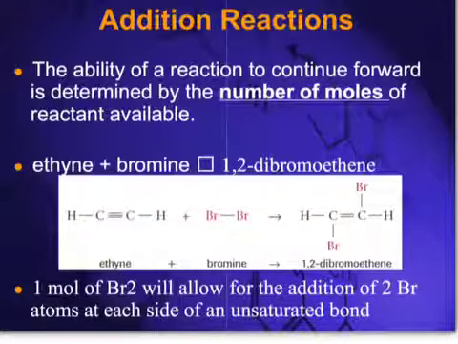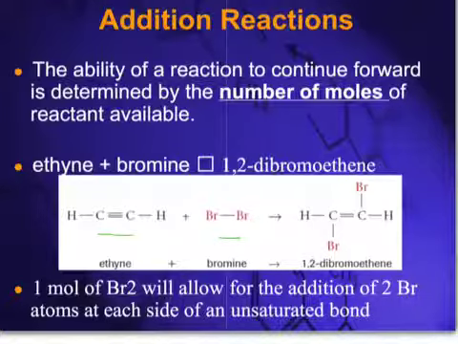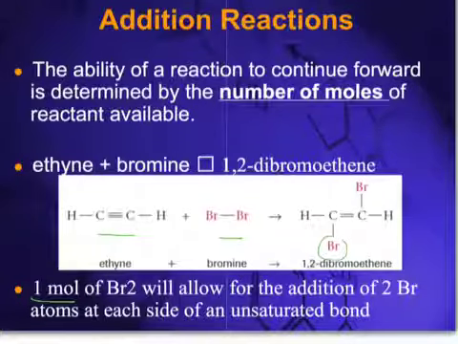If an alkene is the reactant, then it can only react with 1 mole of an additional compound, either a hydrogen or a halogen. However, in an alkyne example, the reaction is limited by the number of moles of the reactant, the hydrogen or the halogen. Here we have the reaction of ethine with bromine to produce 1,2-dibromoethene. So we can see that in the presence of 1 mole of bromine, 1 bromine atom will be added to the left side of the triple bond, and another bromine atom will be added to the right side.